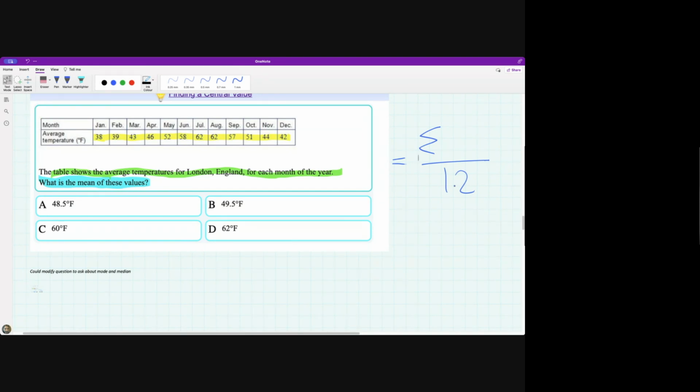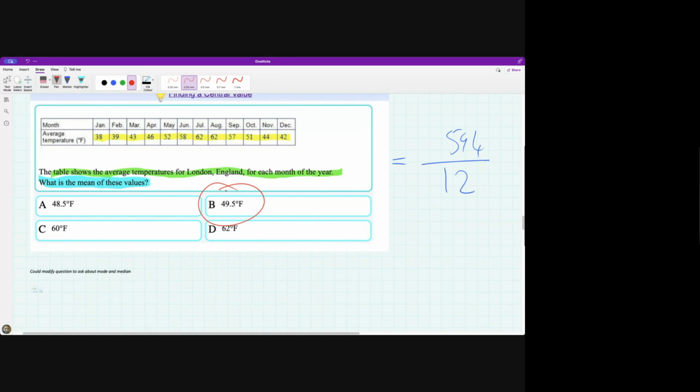38 plus 39 plus 43 plus 46 plus 52 plus 58, 62 plus 62 plus 57 plus 51, 44 plus 42. I get a total of 594. And 594 divided by 12 gives me 49.5, which would be B.